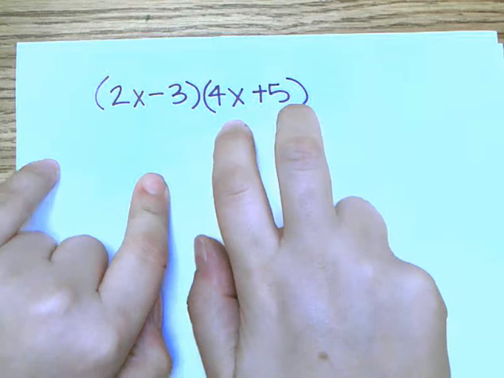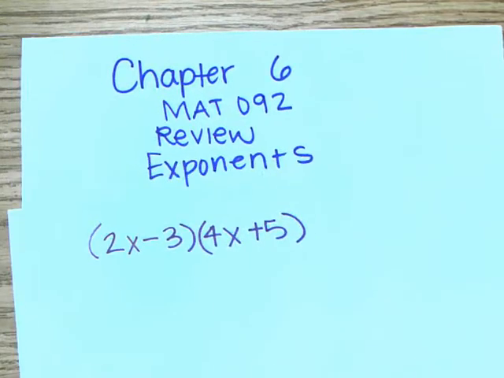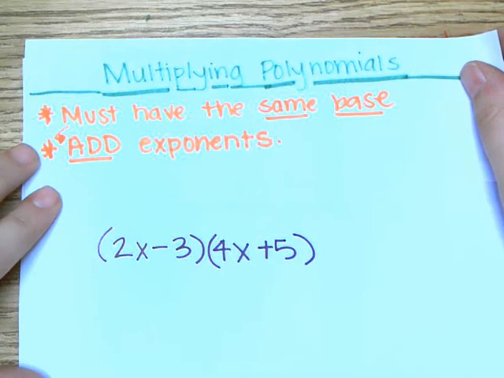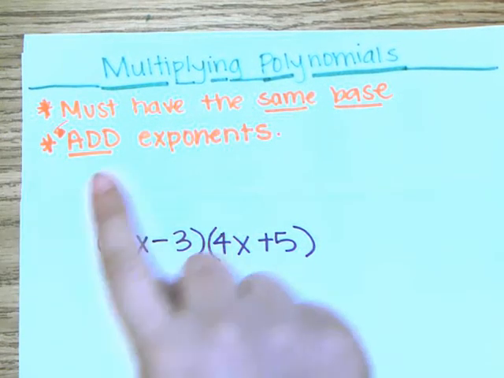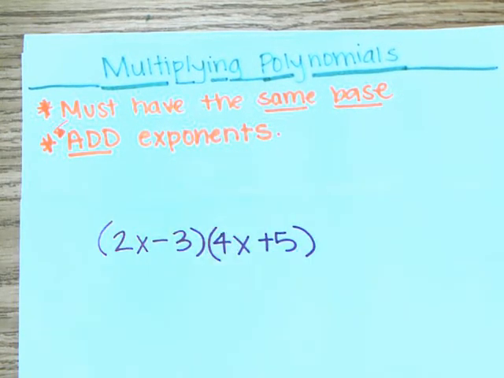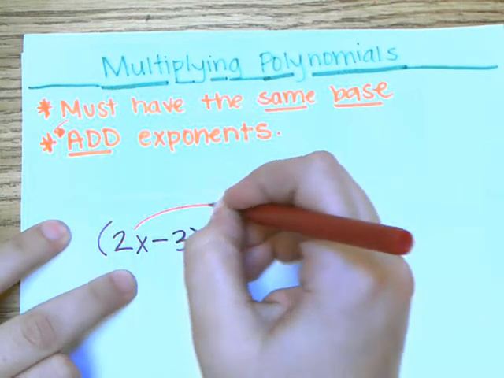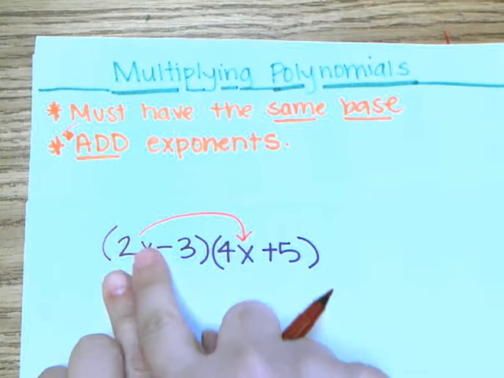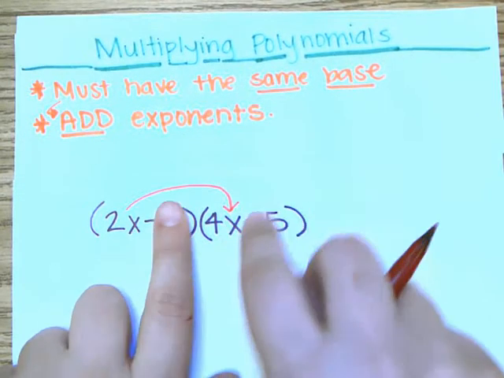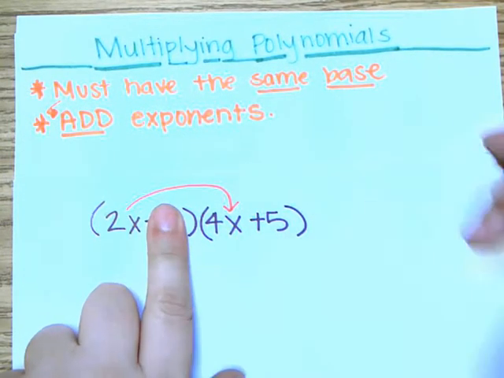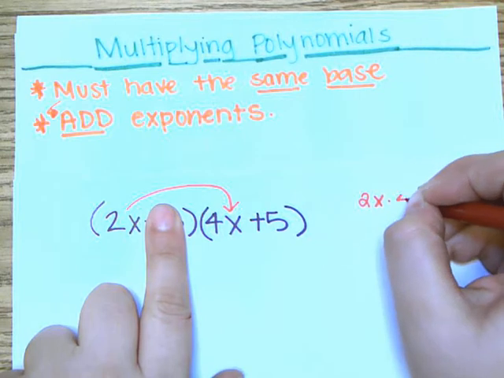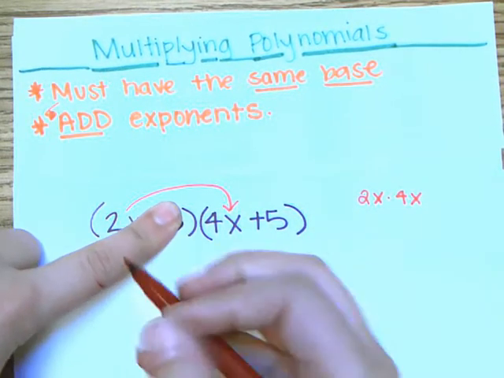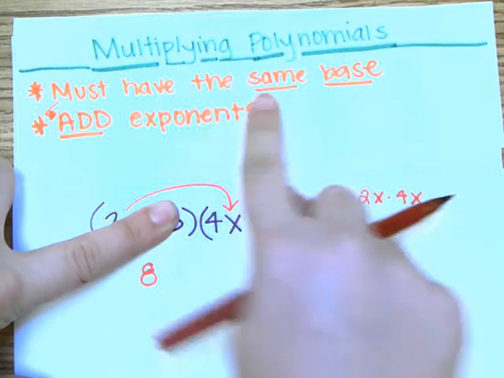Okay, if we take a look at this example here, this says the quantity of 2x minus 3, times the quantity of 4x plus 5. So since we are multiplying, we need to use our rule for multiplying. So if they have the same base, add the exponents. Okay, so we have 2x times 4x, so I'm going to ignore this one. I've got to multiply both of those to both of those. That's what it's asking us. So I'm going to FOIL here.